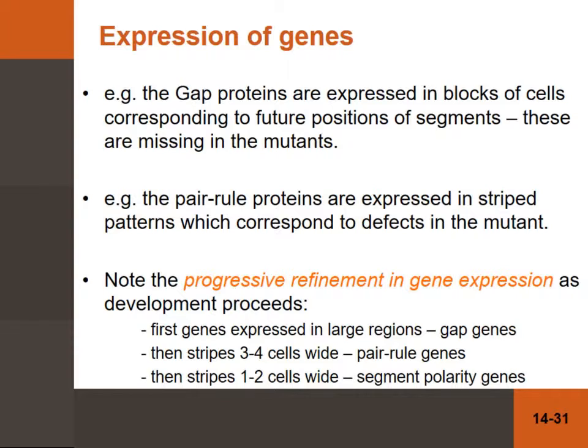So note the progressive refinement in gene expression as development proceeds. The first genes are expressed in very large regions in the embryo. These are the gap genes. Then we've got genes that are expressed in stripes, 3 to 4 cells wide. So for example, the pair rule genes, such as hairy. And then we have even more refined expression from the segment polarity genes, such as engrailed, in stripes within the embryo, consisting of 1 to 2 cells in width.